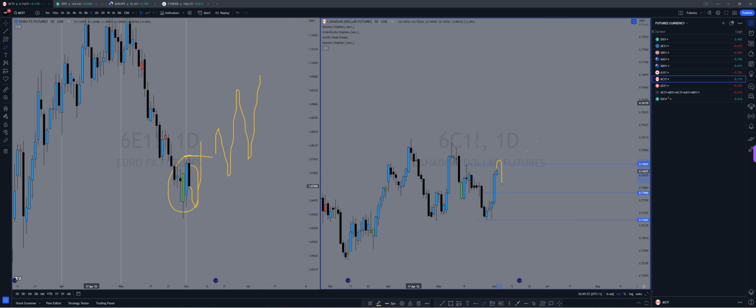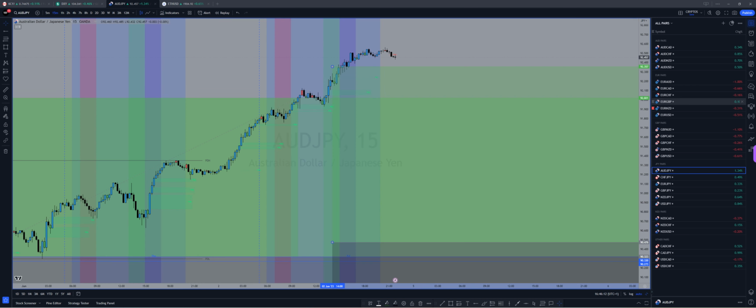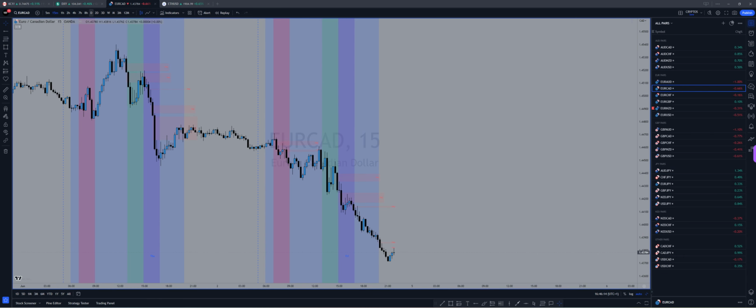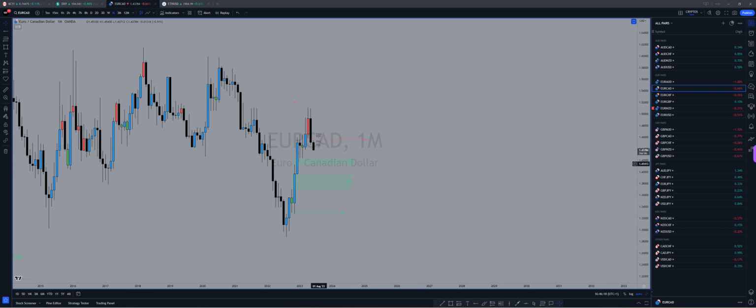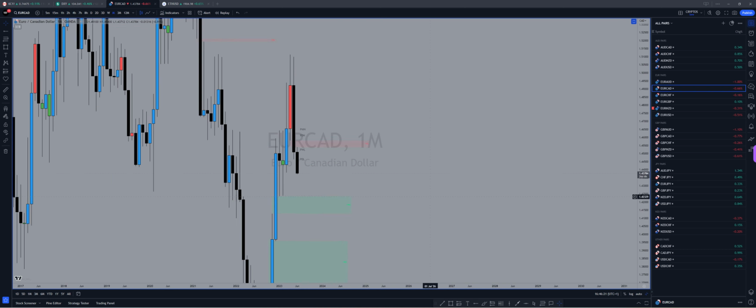So what would that give you? That would give you Euro CAD. Okay, so you can forecast that going into next week, there's a potential that Euro CAD can go up. And then what I will do with that information is come over here, go to Euro CAD, look at the higher time frame, and then see why there is a potential that Euro CAD can go up.